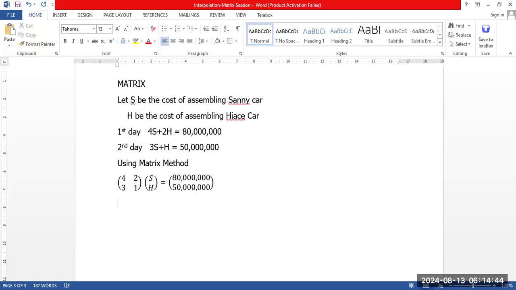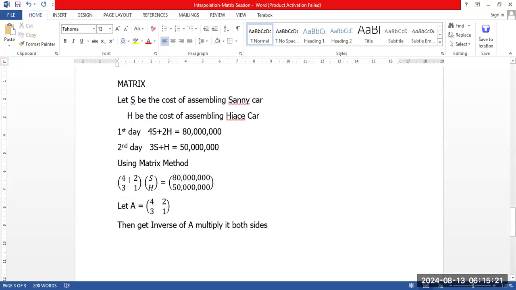Just first say, let A equal to this one, this capacity bracket. Let A equal to the first bracket. Then you get the inverse of A, then multiply it to both sides.